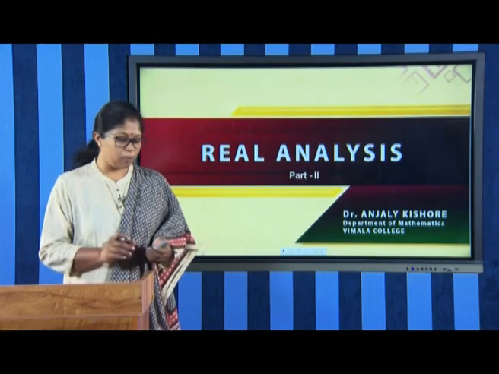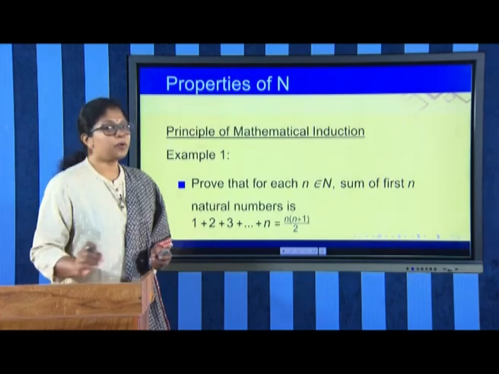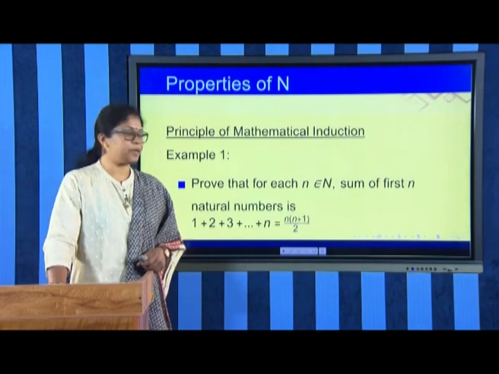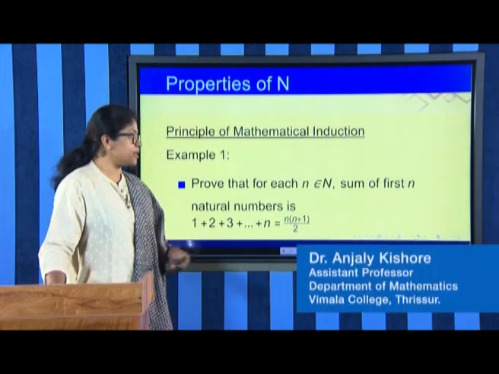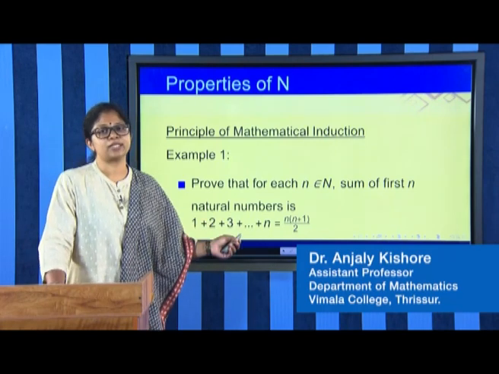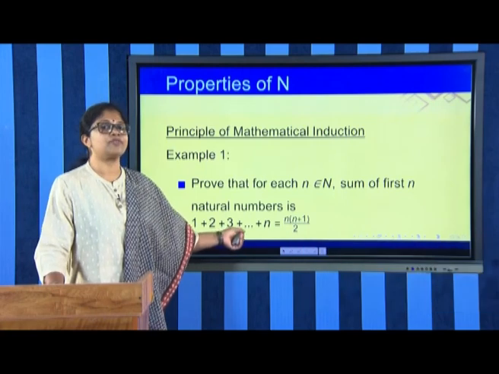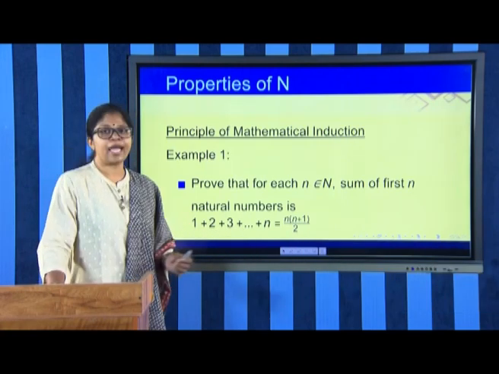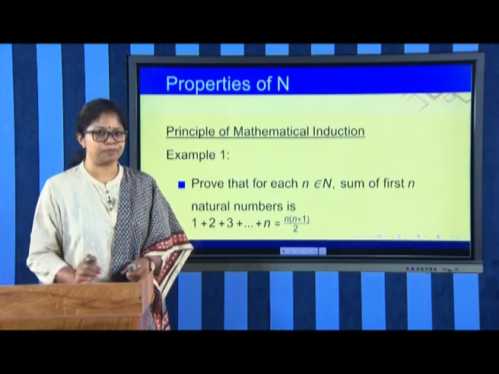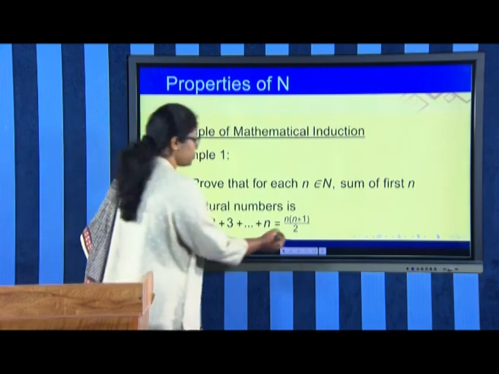The first problem is: prove that for each n an element of the natural numbers, the sum of the first n natural numbers, 1 plus 2 plus 3 plus etc. up to n, is equal to n into n plus 1 upon 2. Let us look at the solution.